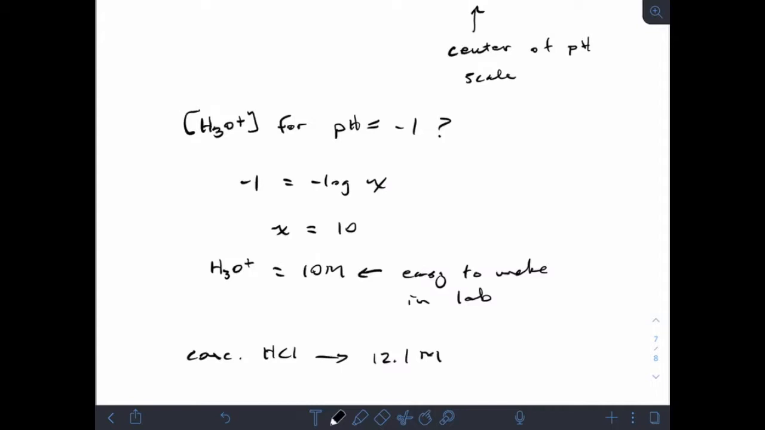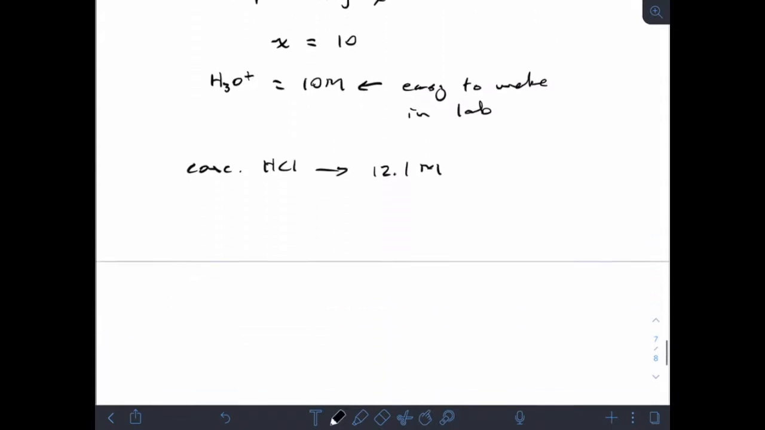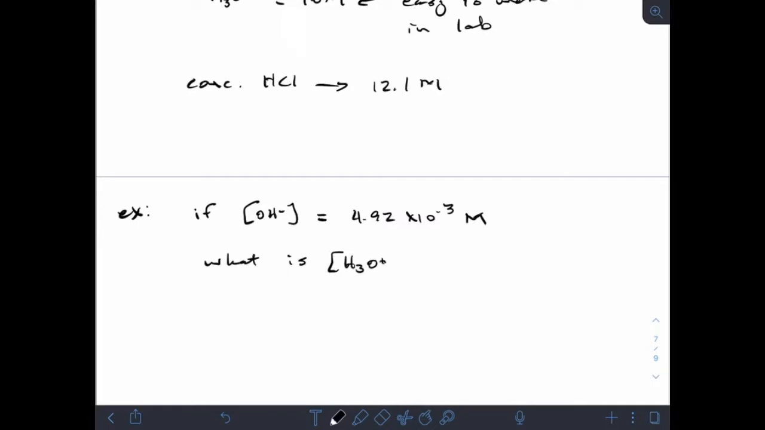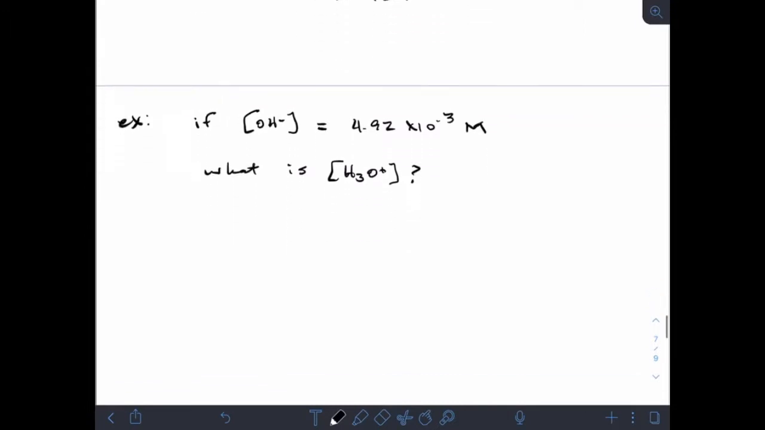Okay, so let's use this relationship and do a couple of practice problems. So if the OH- concentration of a solution is 4.92 times 10 to the minus 3 molar, what is the H3O+ concentration? The easiest way to deal with this is to take our relationship of H3O+ times OH- equals Kw.